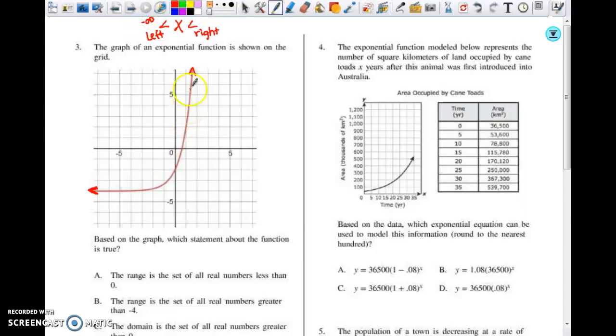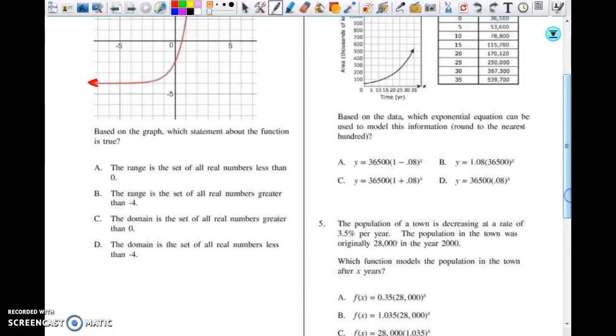And then to the right, there's also an arrow that means positive infinity. So I learned that the domain of all exponentials was all real numbers. Remember that little symbol, which means all real numbers? So for the domain, is it the set of all real numbers greater than 0? No, it's just all real numbers. Is the domain the set of all real numbers less than -4? No, it should just be all real numbers. So those cannot be true. It should just say all real numbers.